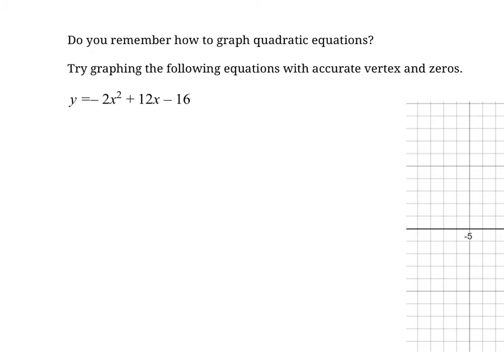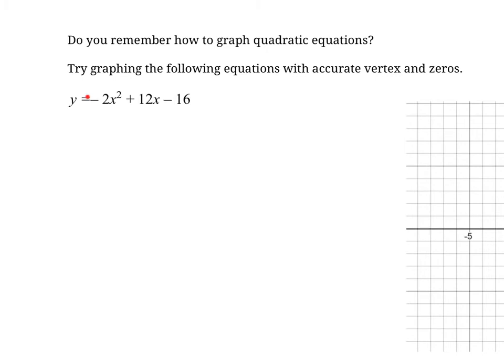The only way to do that is to attempt to factor this equation. The first step to factoring is to always check for a common factor. So we're looking for a number that can divide evenly amongst 2, 12, and 16. The only number that would divide evenly amongst those three values would be a 2.